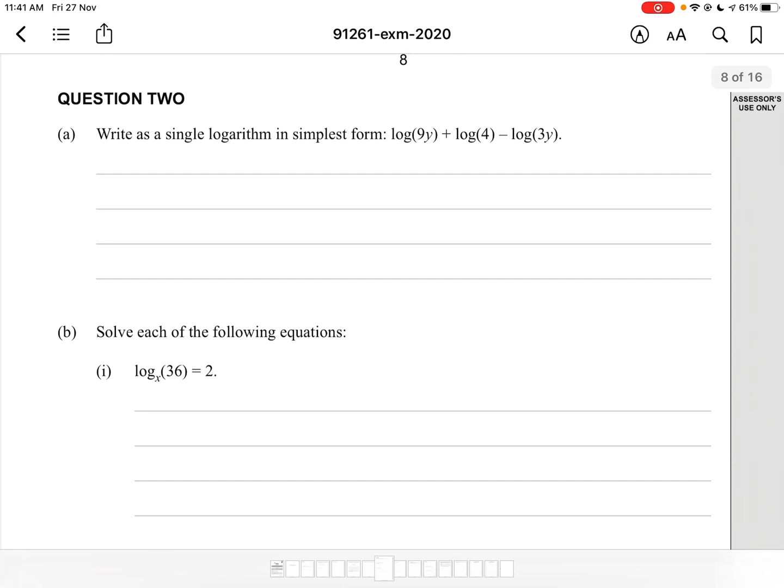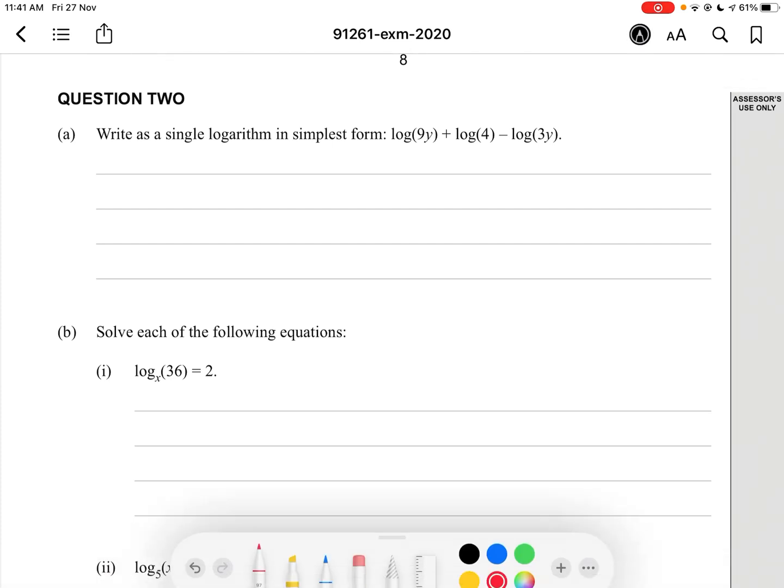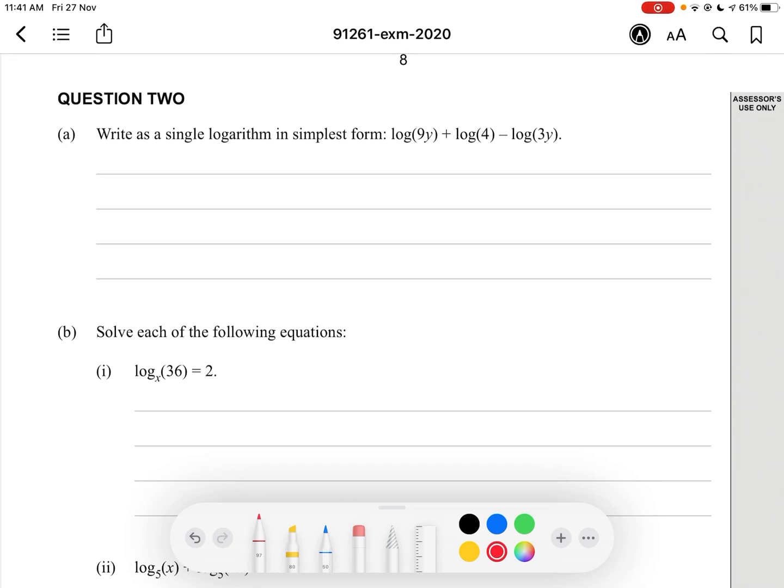So question 2, write as a single logarithm in its simplest form. We have log of 9y plus log 4 minus log 3y. You know when we add logs of the same base, we can just multiply the inside. So in this case, we have log of 9y times 4 minus log 3y. And then when we subtract logs of the same base, we can just divide the inside. So we have log of 36y over 3y. The y's cancel out, so this gives us log of 12. And that's our final answer, and that should just be an achieved level question.